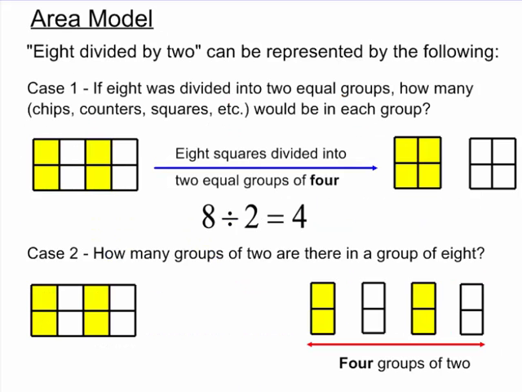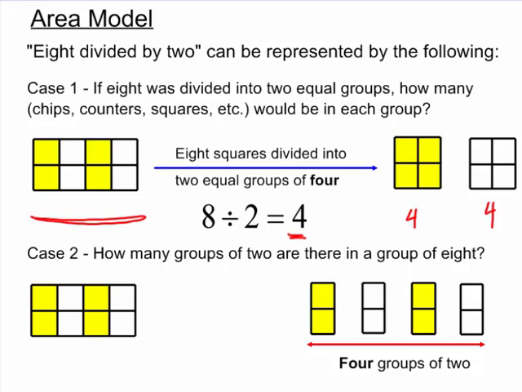So let's start with 8 divided by 2, and let's actually come up with the answer. So case one, I've got a little picture here. I've got a little area model, which we will continue to use. So in case one, if 8 was divided into two equal groups, how many chips, counters, squares, etc. would be in each group? So if I physically take my 8 squares here on the left, and I break them up into two equal groups, we can see that both groups have a total of 4 in each of them. So 8 squares divided into two equal groups of 4. So my answer to 8 divided by 2 is 4, because that's how many chips, or squares in this case, are in each group.